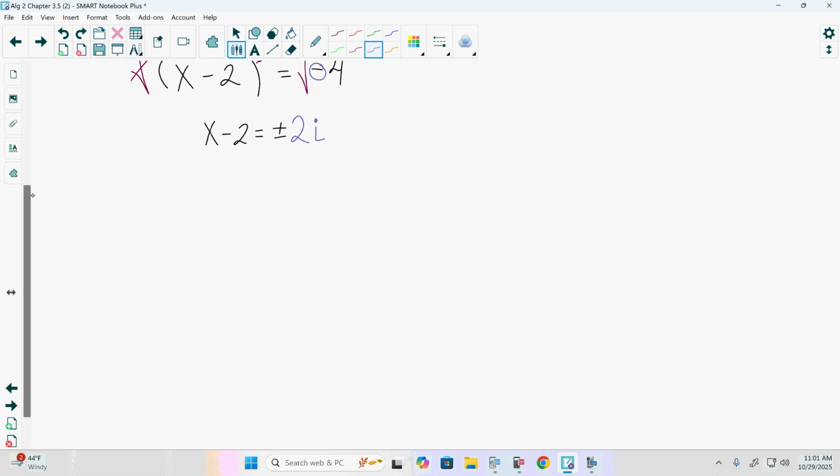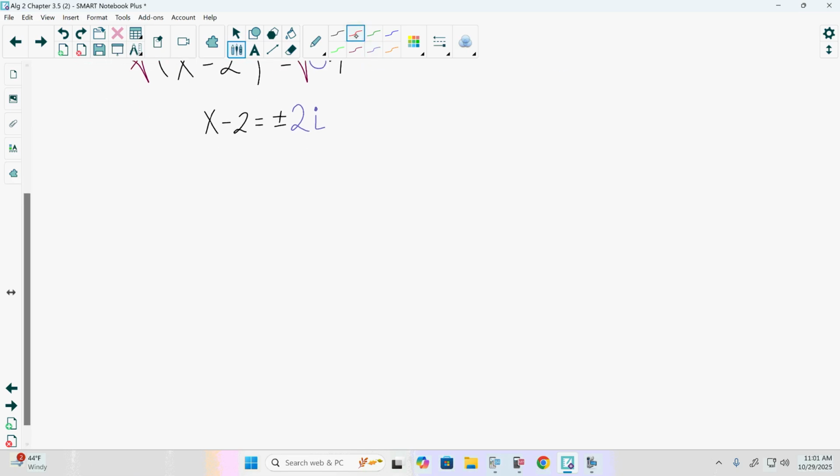Lastly, x by itself. So what do we need to do? We need to add 2. Since we have minus 2, we need to do the opposite operation, which is add 2, which gives us 2 plus or minus 2i. 2 plus or minus 2i.